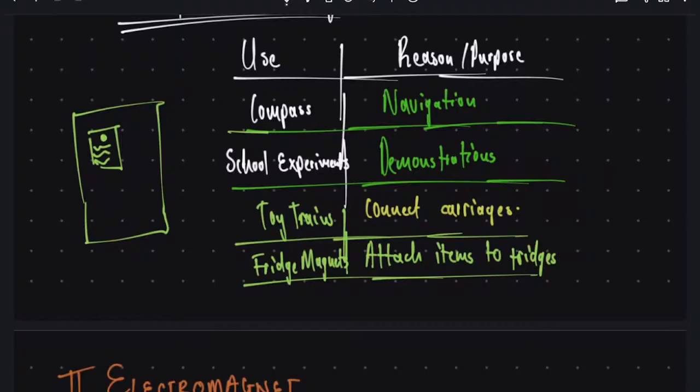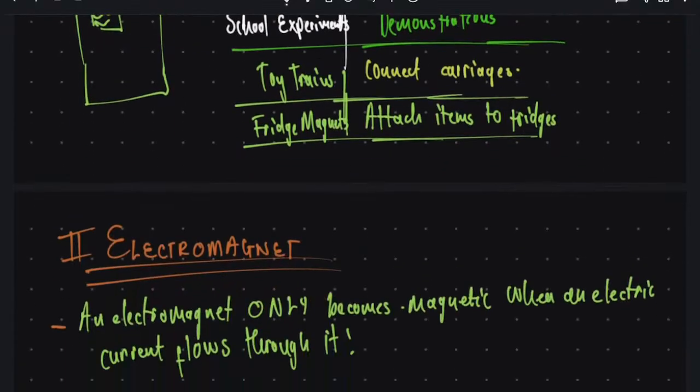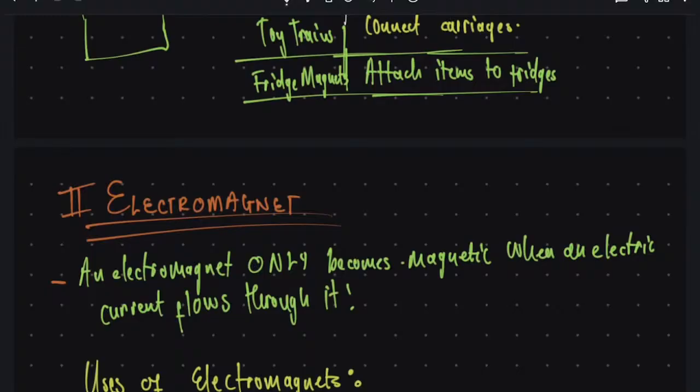We need it to be a compass. We use it in a compass. We use it in school experiments because we will need to use it over and over and over again. We need it on fridge magnets to attach things to the fridge, like important recipes or things, whatever. And then we have the electromagnet, which is important as well.